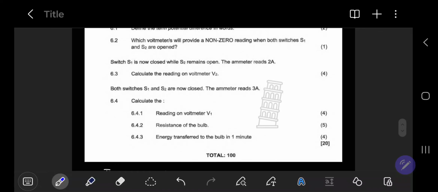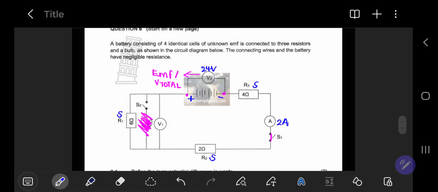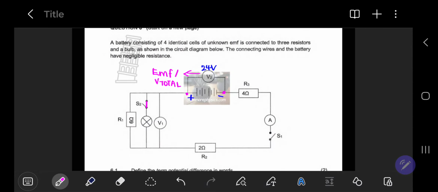Now, the next part says, both switches S1 and S2 are now closed and the ammeter reads 3 amperes. So that changes things, right? Now that both the switches are closed, so here's our switch being closed. Now that both the switches are closed, the reading on the ammeter changed. So that is now 3 amperes. And the dynamics of the circuit changes because we now have the light bulb being brought back into this.